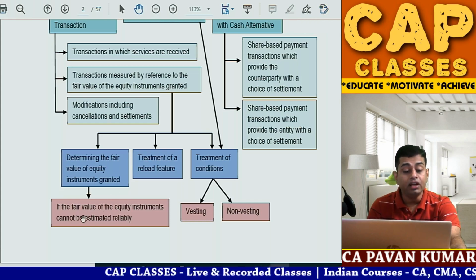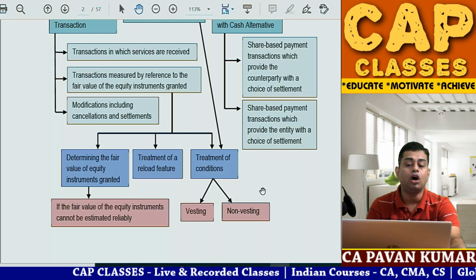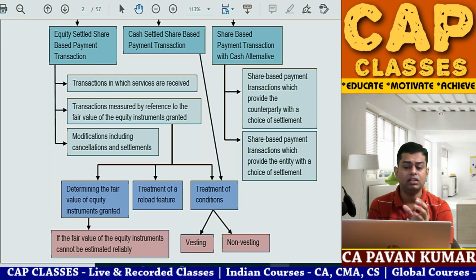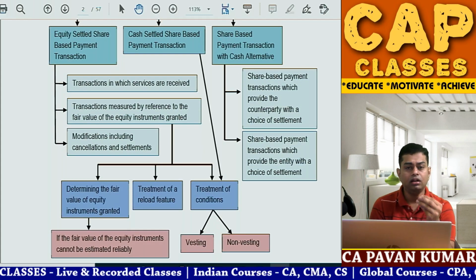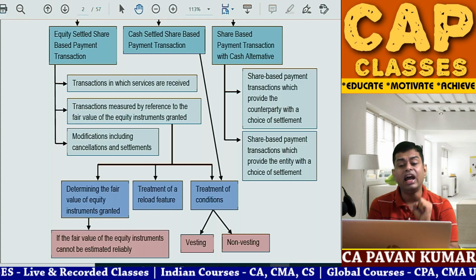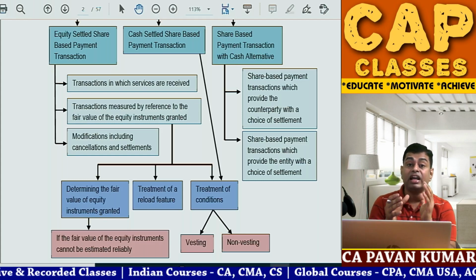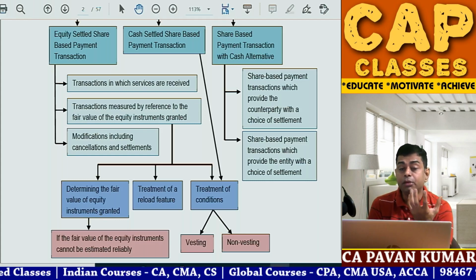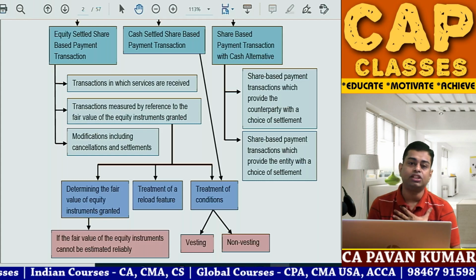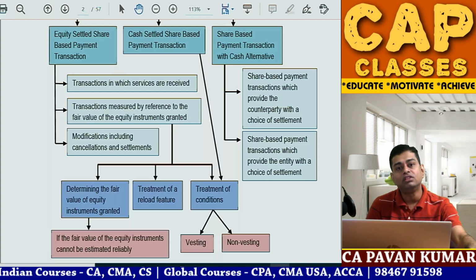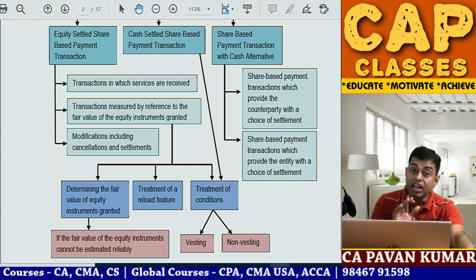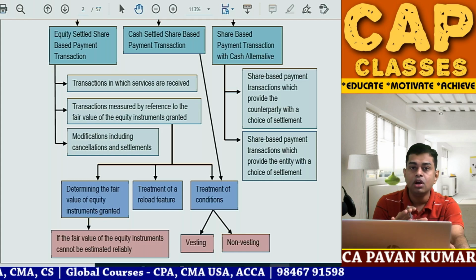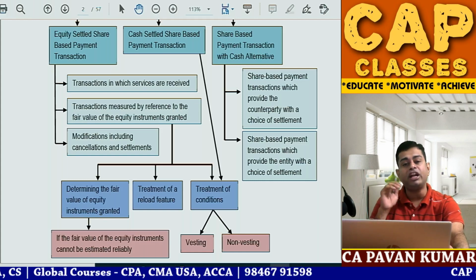So if the fair value of equity instruments cannot be estimated reliably, then what to do? All these things we will learn. Now, Pavan sir, there are some kinds of ESOP, some equity instruments. There are some arrangements, share-based payment transactions with cash alternative. Cash alternative is an option. Option means either I can choose the shares or I can choose cash. Now the question is, who will choose? Will the entity, the issuer, choose, or will the option holder, the counterparty, choose?